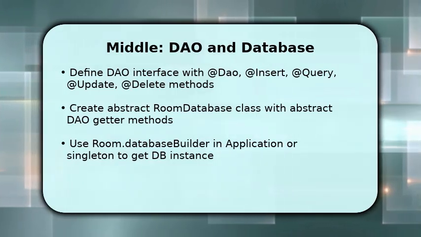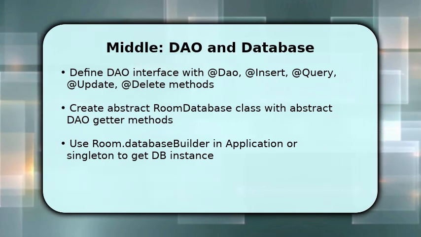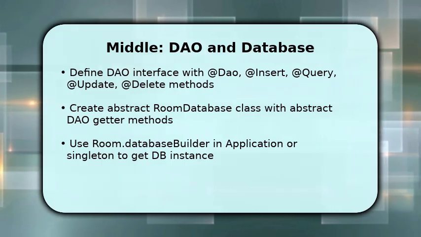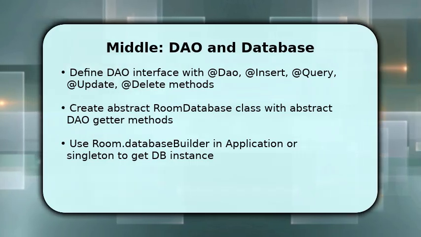After that, instantiate the database using Room.databaseBuilder in a singleton or Application class so you reuse one instance. This ensures thread safety and avoids leaks. Make sure to configure a fallback strategy.